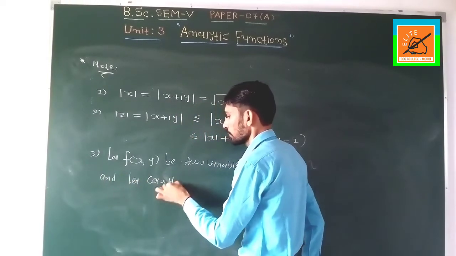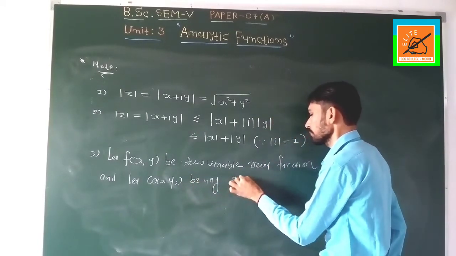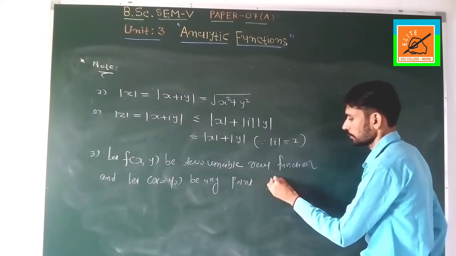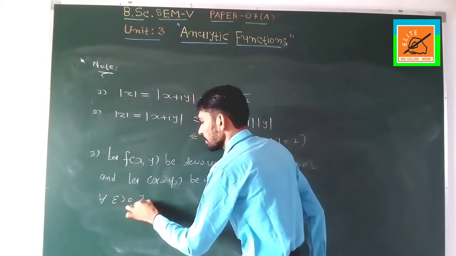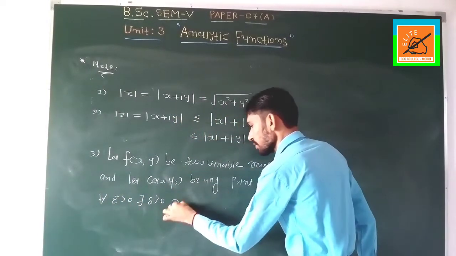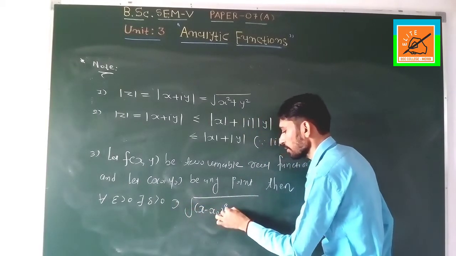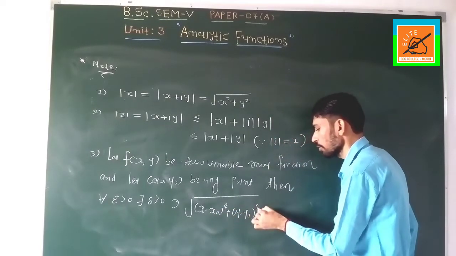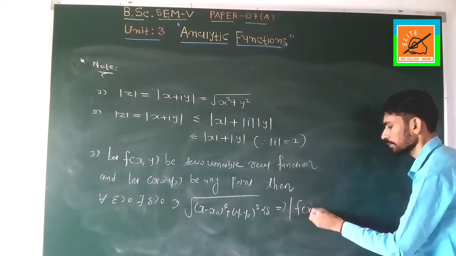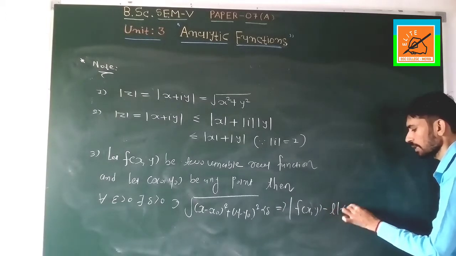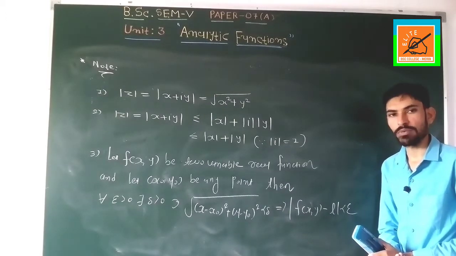and let x0 y0 be any point. Then for every epsilon greater than 0 there exists delta greater than 0 such that under root of x minus x0 whole square plus y minus y0 whole square less than delta implies modulus of f of xy minus L less than epsilon. So in this way the definition of the limit of a two variable function is defined.